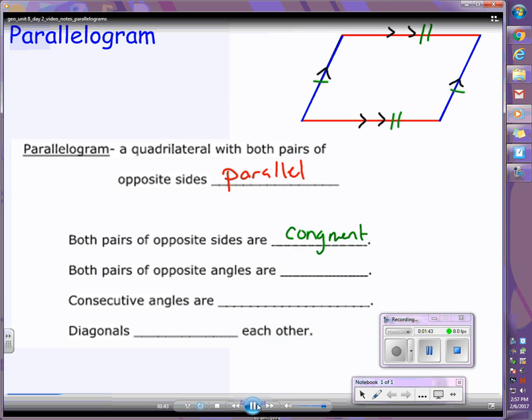Next statement, both pairs of opposite angles are congruent as well. Again, opposite means across from. So the angle in the bottom left corner will be congruent with the angle in the top right corner. So those are opposite, they're across. That also means the angle in the top left will be congruent with the angle in the bottom right because they're across from each other.